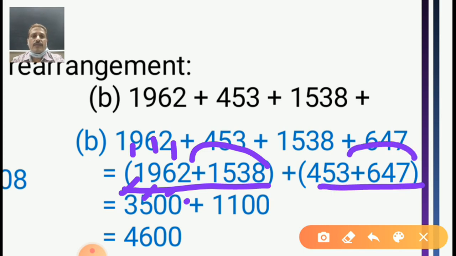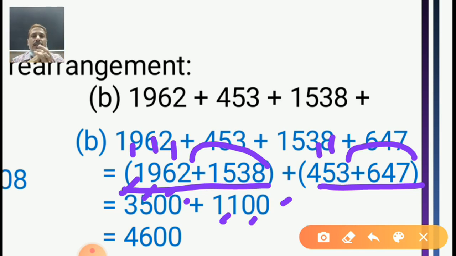Now regarding this one, 6 plus 3, yes, 10 is not right. 1 is the carry over. 5 plus 1, 6. 6 plus 4, 10. 10 is here, 0, 1 carry over. 4 plus 1, 5. 5 plus 6, 11. Very simple.